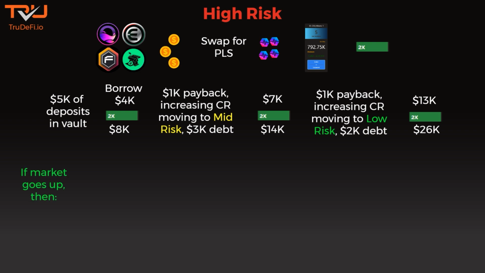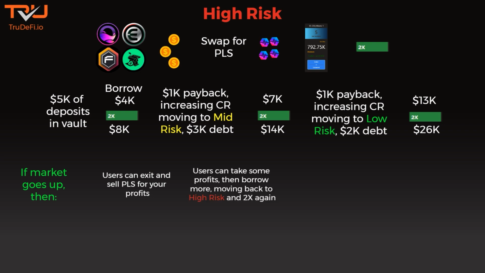Now the market will continue to move as users 2X their gains. If the market goes up, what can users expect or have possibilities to do? Well, they could just exit the system and sell all their Pulse for profits and leave. But they could just take some profits out, then take the remaining assets, plus what they can borrow against in their vaults, move back to a high-risk range and try to double again.